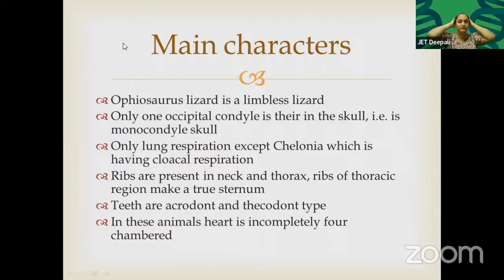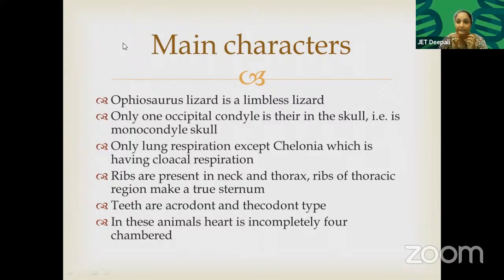Now, let's continue once again. Ribs are present in neck and thorax. Okay, we are not having ribs in neck, and we are having only thoracic ribs. What are ribs? We call it pasli in Hindi. Ribs are there, and they make a true sternum also. Teeth are acrodont. Acrodont means only the sharp teeth. And thecodont like us.